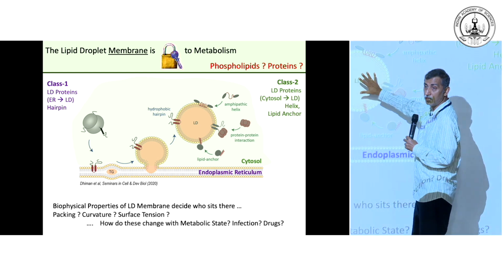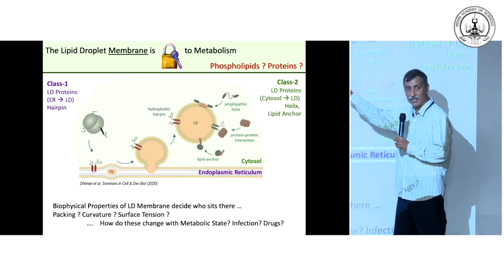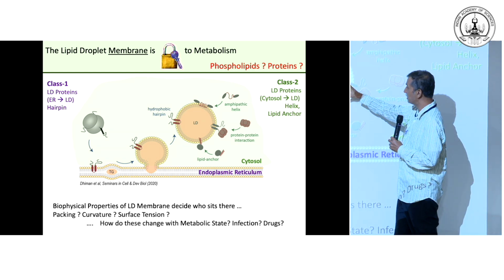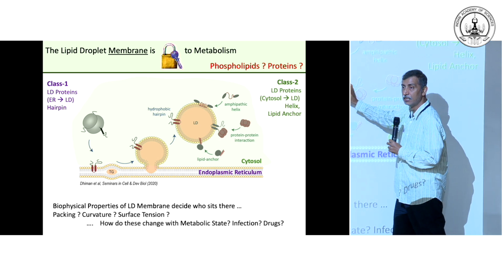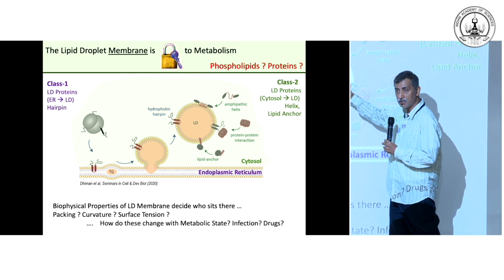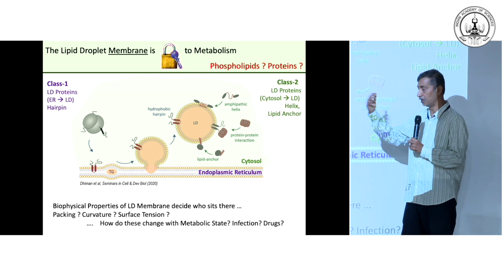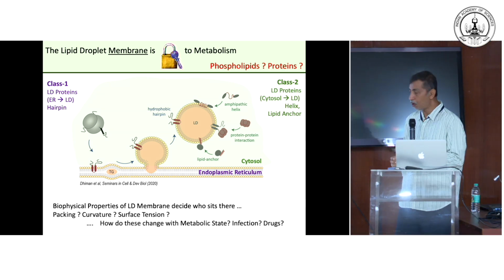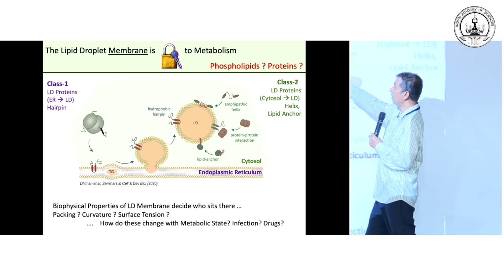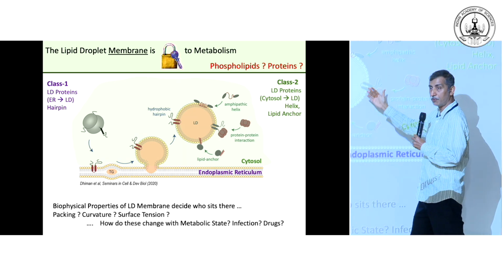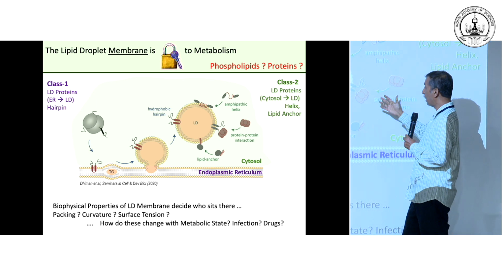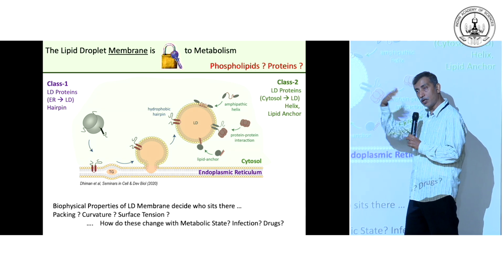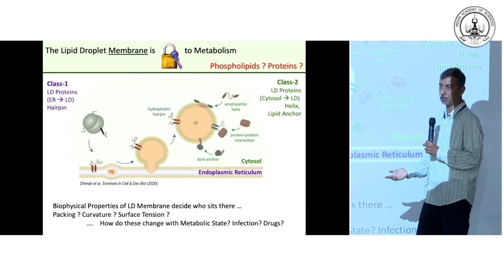But once you have stored it, you don't want to just let it be there. You want to access it when you need it. So there are enzymes, lipases, which must come and bind to this, chew up this fat, release it, and use it in different ways. Therefore, it is important to understand the biophysical and biochemical properties of this lipid membrane, which allow lipid to be stored or used depending on your metabolic requirements.